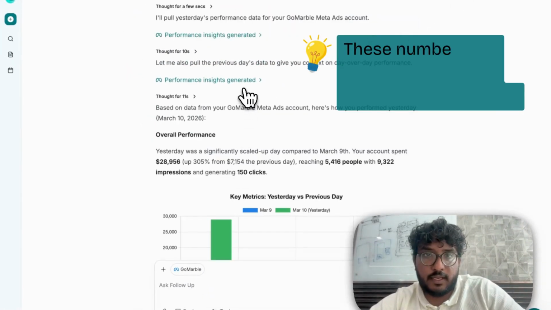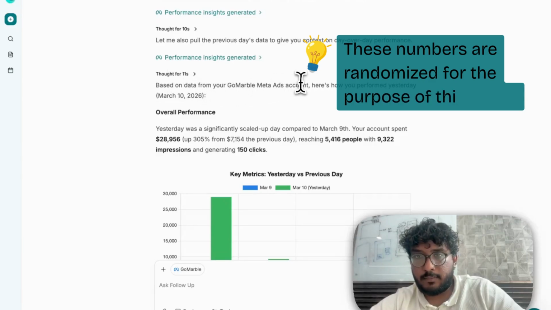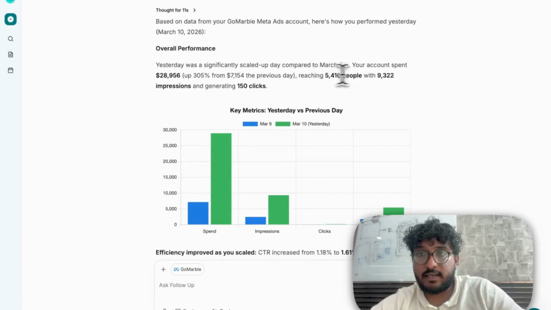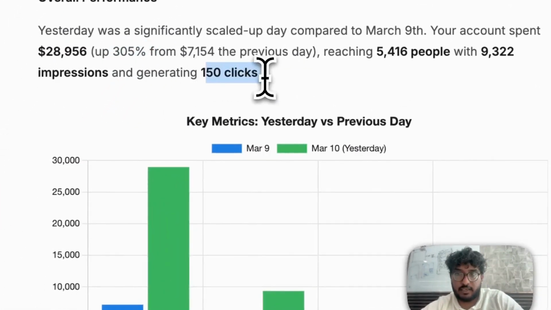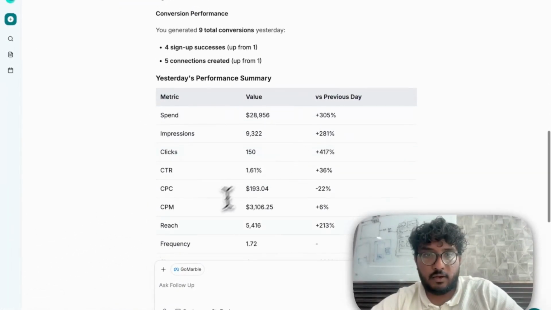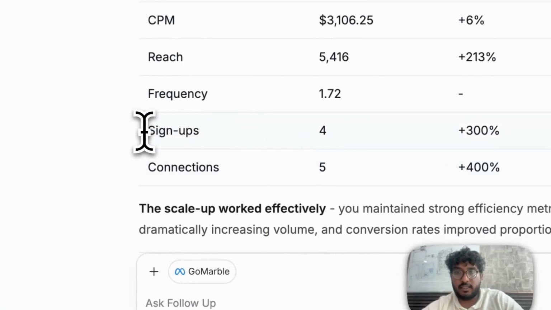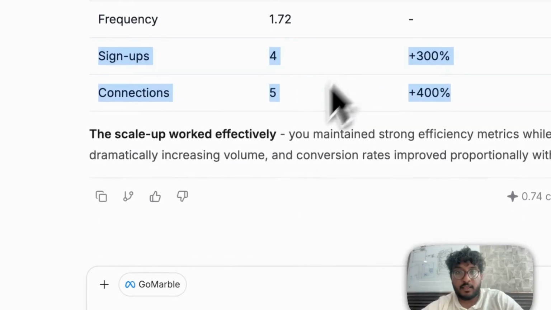Here you go. In around a few seconds we get, based on data from a GoMarble Meta ad account, here's how we performed yesterday. Yesterday was significantly scaled up, so that's great. So we've spent a lot more. I think there was something wrong with the account the day before, so we scaled up quite a bit, and these were the total clicks. Now I'm looking at spend, impressions, clicks, and I'm like, okay, all this looks good. How many signups, how many connections? It's picking up all the conversion events on its own, and it's giving me a number.